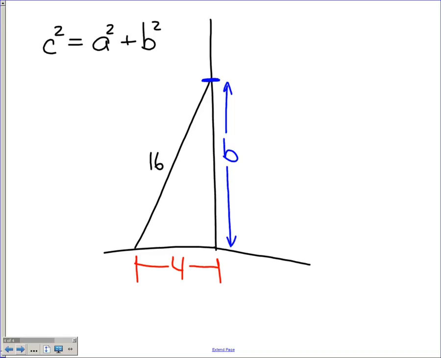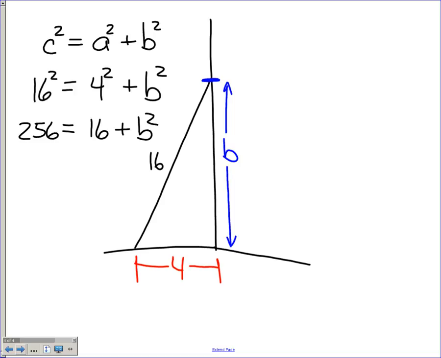Because 16 is the length of the hypotenuse. So we have to put it over here by itself first, and then the a is 4, and then b squared. Now then, multiplying these out, 16 squared is 256, is equal to 16 plus b squared. Subtract 16 from both sides, we get 240 is equal to b squared.